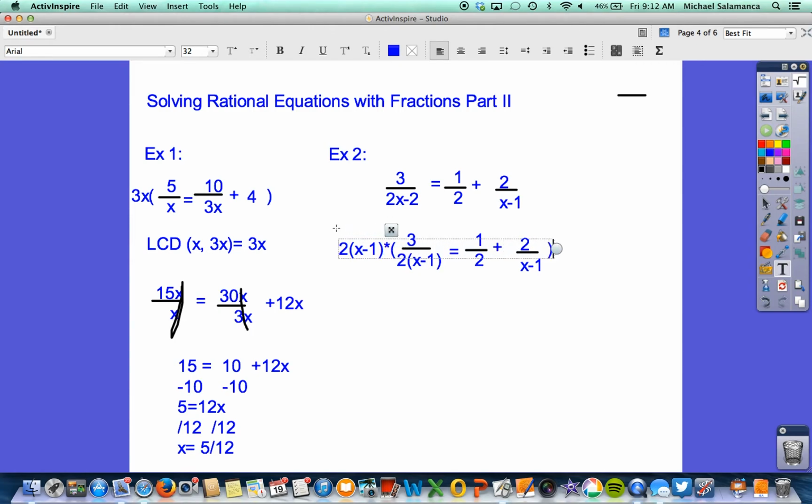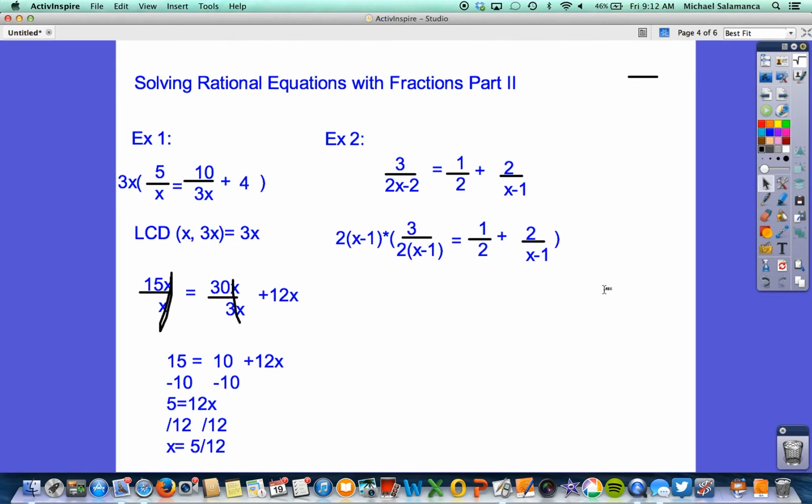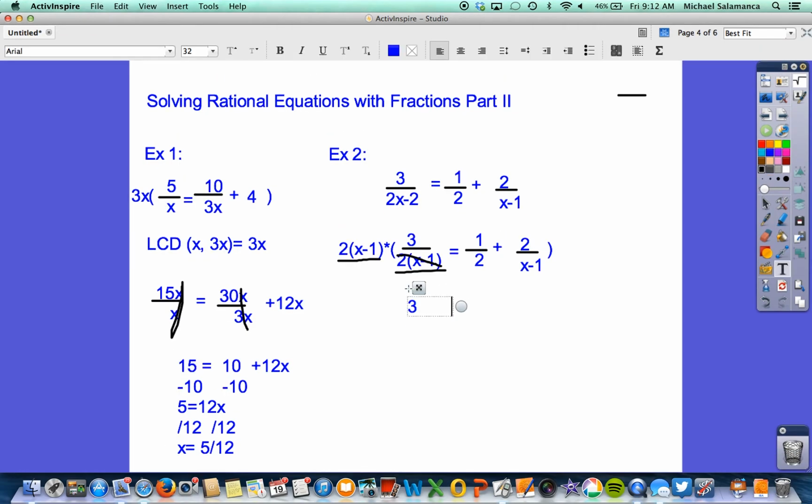This is where that shortcut comes in handy. We're not asking you to do all of the multiplication, we are asking you to simplify. So, you'll notice that 2 times the quantity 2x minus 1 is the same as what we're multiplying to the first fraction. So that entire thing gets canceled out, and you're left with a 3.